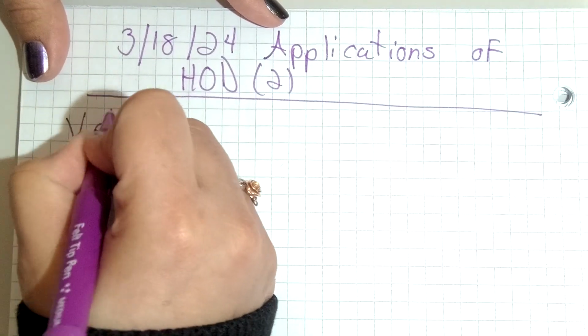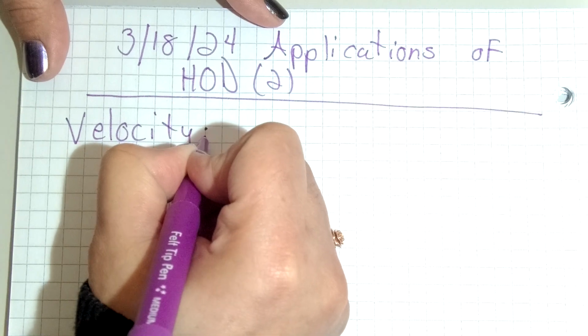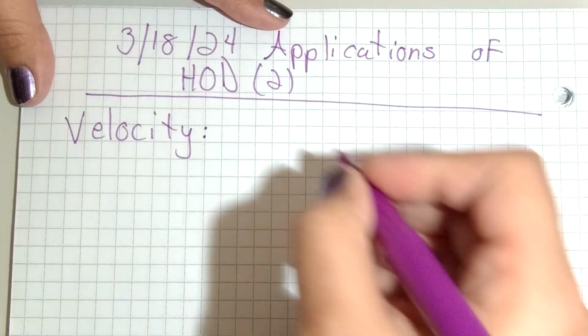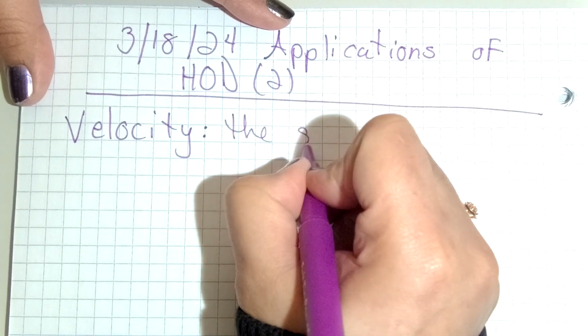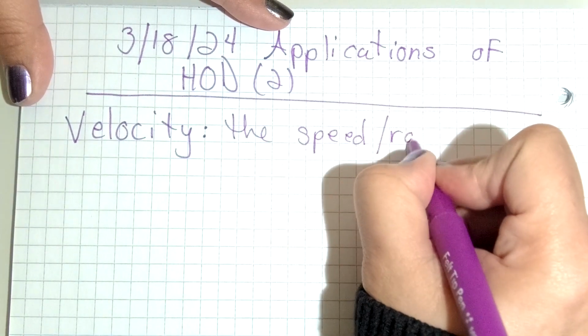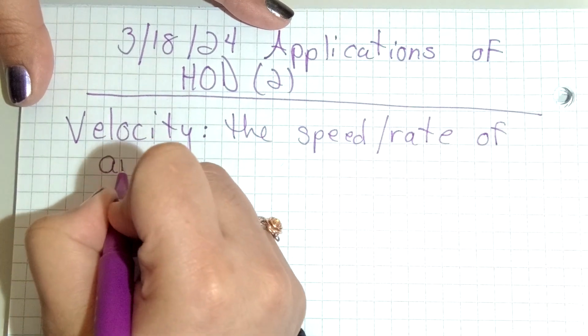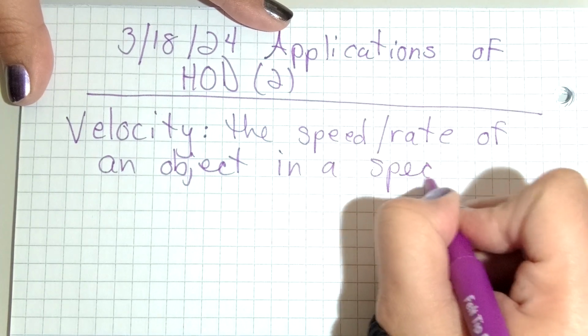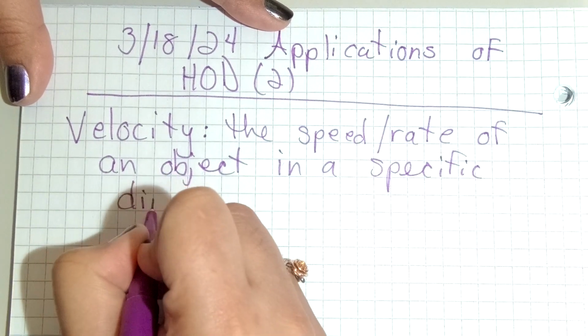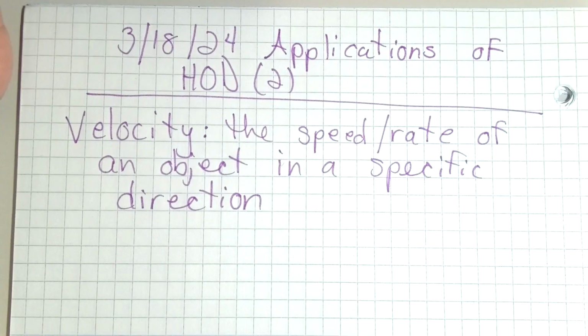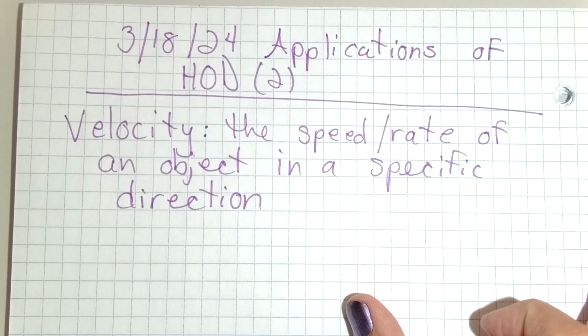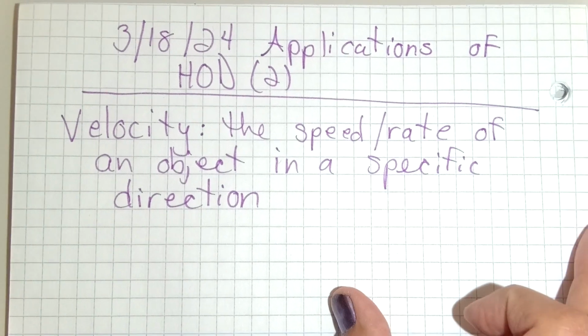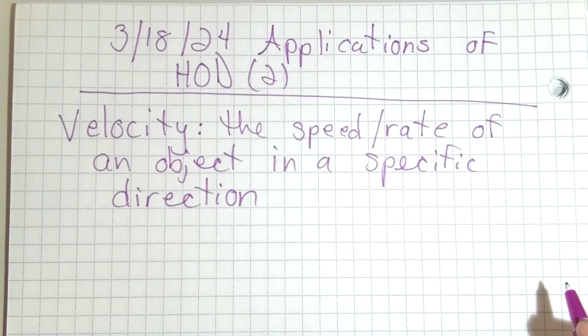Okay, first thing, velocity. Velocity, you have studied in physics. We know that velocity is the speed or rate of an object in a specific direction. We'll talk more about specifics on how to tell the direction it's going when we come back from break, but this week is just an intro to physics or applications. Today and tomorrow will just be physics applications.